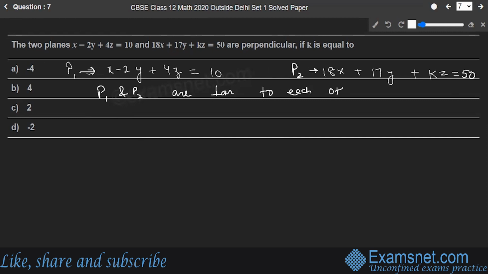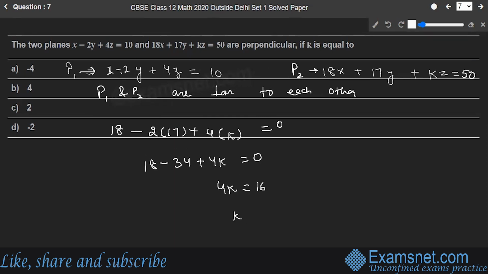to each other. If they are perpendicular to each other, that means 18 into 1, that is 18, minus 2 into 17, plus 4 into k is equal to 0, which makes 18 minus 34 plus 4k is equal to 0, or 4k is equal to 16. That makes k is equal to 4, and option B is the correct answer.